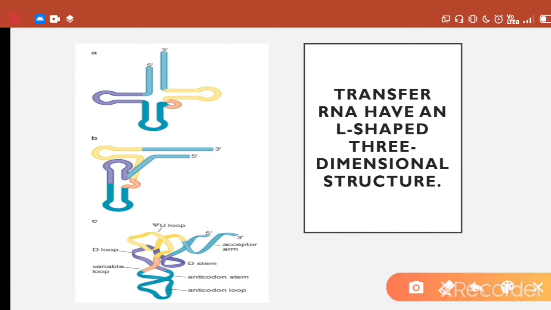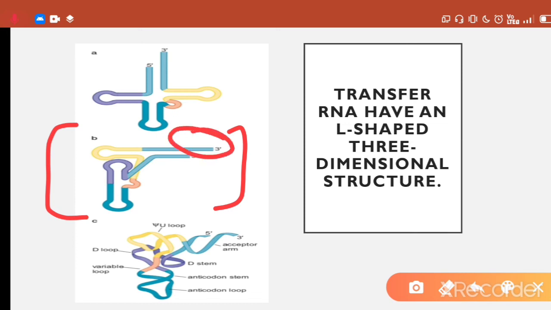As we can see here, the acceptor stem, this acceptor arm or stem, and the pseudo-uridine loop form this yellow region shown here, the pseudo-uridine loop. This pseudo-uridine loop forms an extended helix in the final tRNA structure. As we can see here, this forms an extended helical structure.